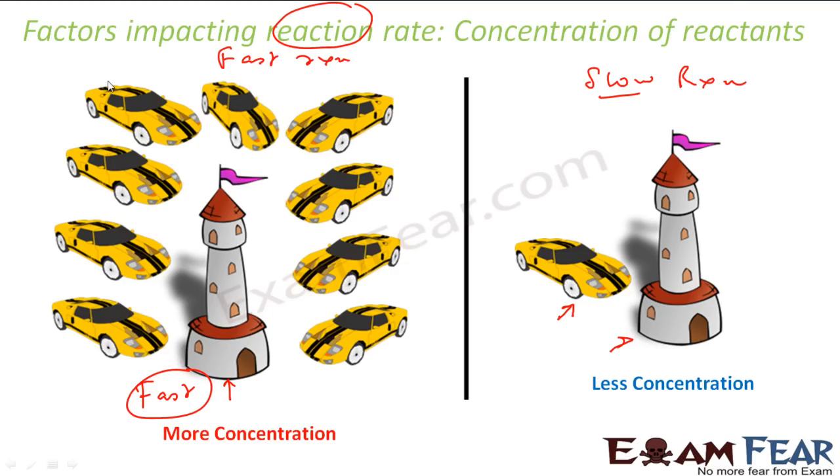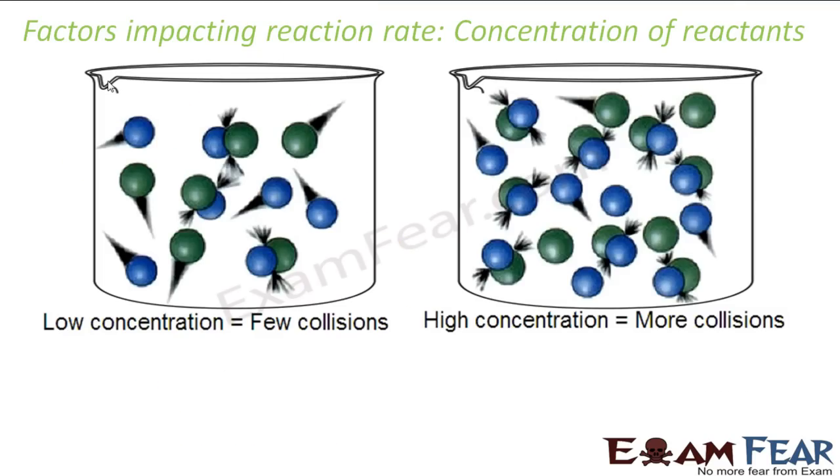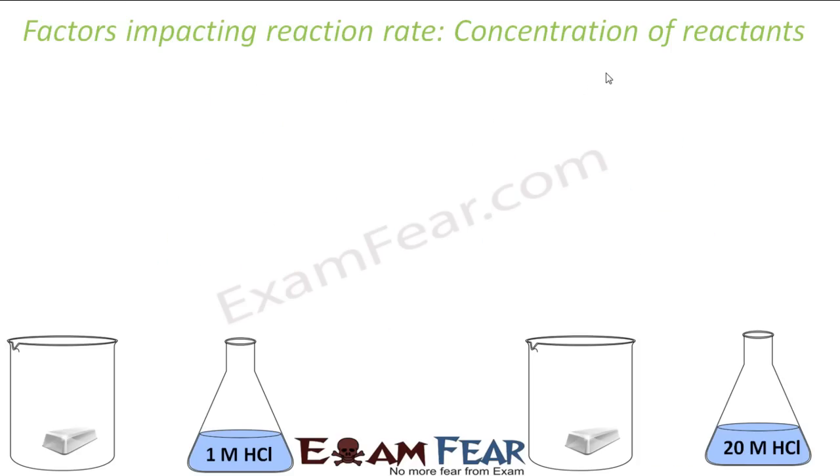We'll take some examples of this. If you increase the concentration, that means more molecules, that means more collisions. More collisions mean more probability of getting product. Less concentration on the other side means fewer collisions, and fewer collisions mean less probability of getting product. So the rate is slow here, and it is faster there.